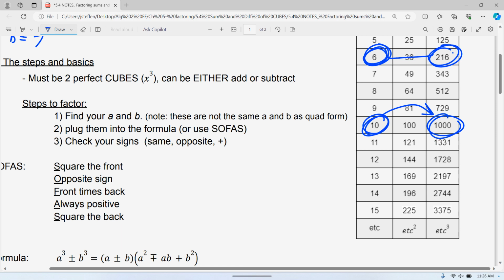To doing this, in my opinion, it's just 2 steps. The first step is find your A and B. So your A and B are just your first number and your last number.